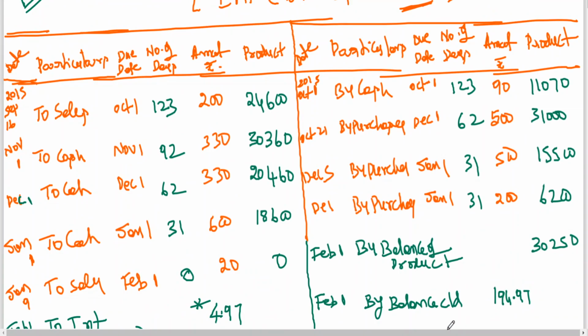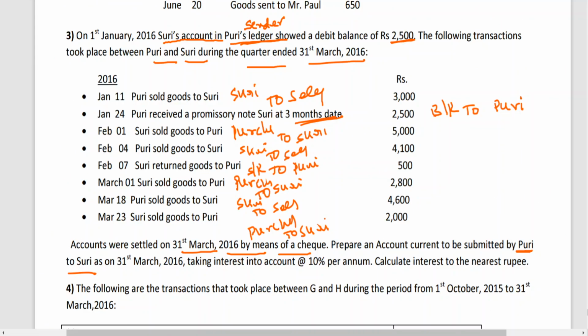So it is written as balance carried down. Now in this case, what will you be writing? The amount: whoever owes the money, that person is making the payment by cheque. Interest is taken into account at 10% per annum. Calculate interest to the nearest rupee. Okay, so we start doing this problem.